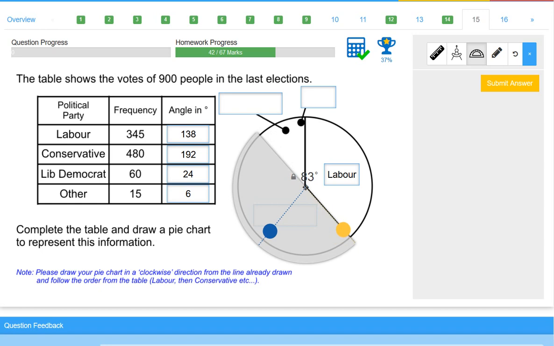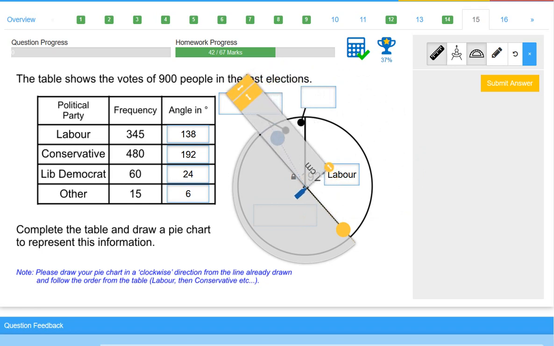So that's about right. I want to get 192 degrees. So, 192. That's going to be quite a big one. Get my ruler, and let's see if we can draw that straight line.